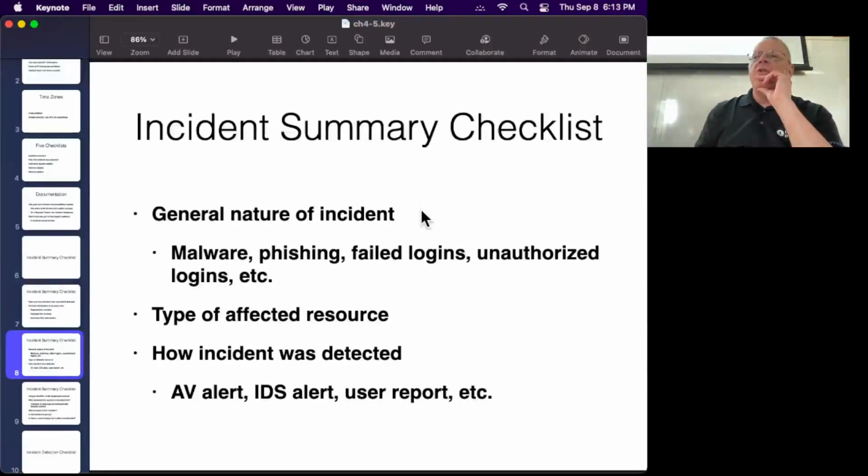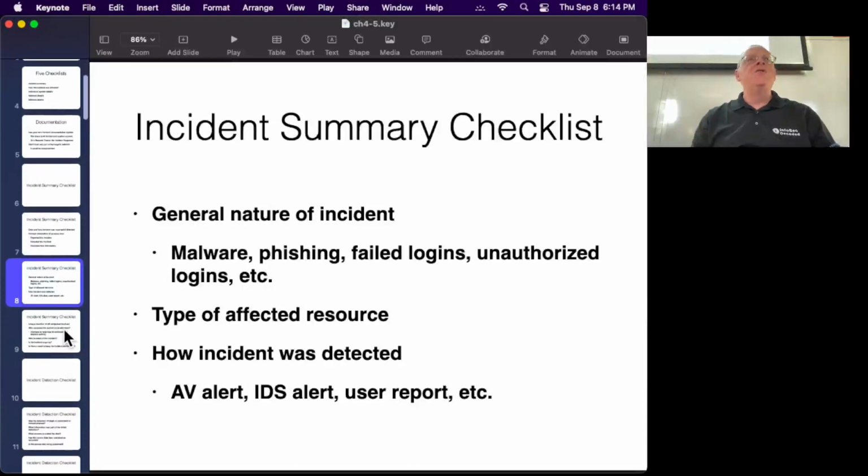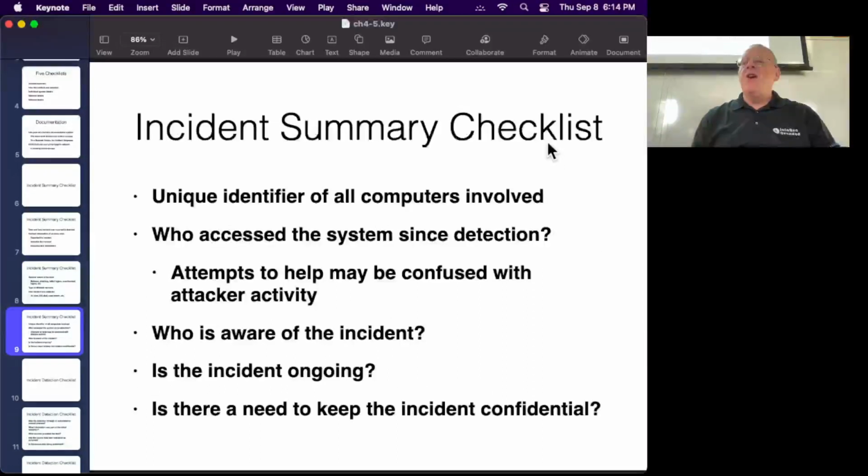And then you have to record the general nature of it, what was affected, and how it was detected. Something happened, like an AV alert or some user reporting some suspicious behavior. Something caused you to declare an incident. So now you need to uniquely identify all the computers involved by serial number or something, and then you want to know who accessed the system since this incident started, so you might be able to tell what those people have been doing, because you might confuse whatever they're doing with attacker activity. So who's aware of it? Is the incident ongoing? Do you need to keep it confidential? These are big questions to answer pretty quickly.